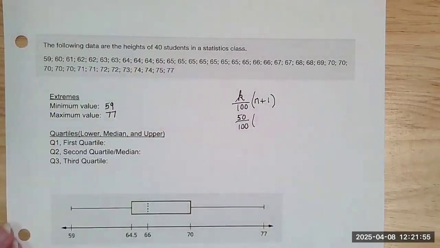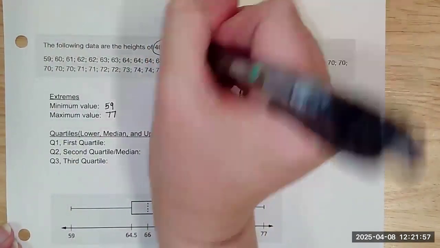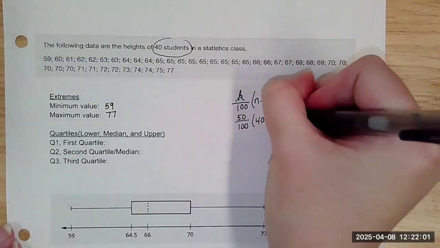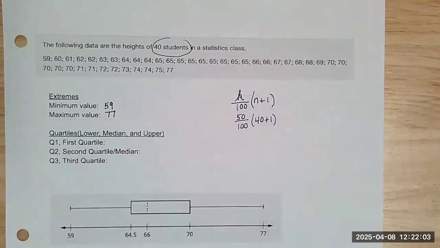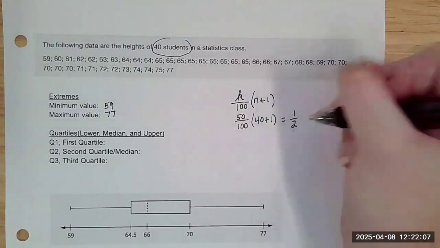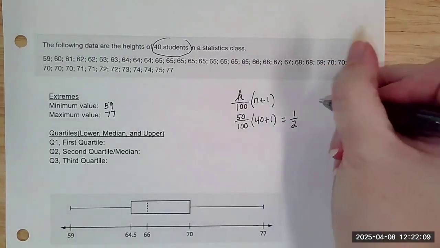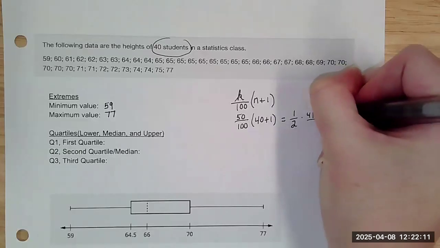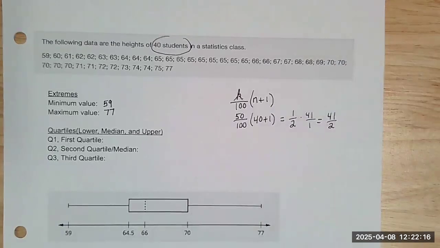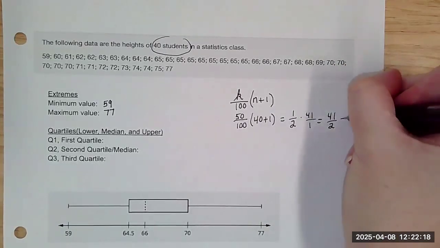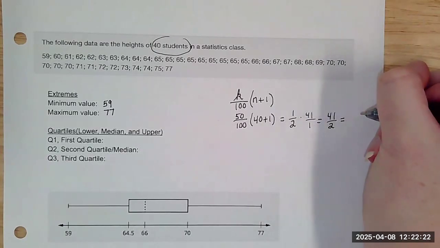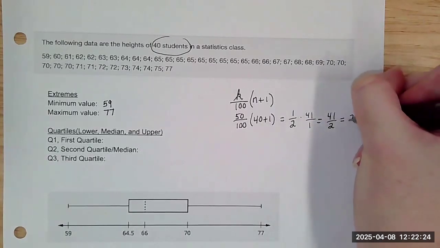N is referring to how many things we are talking about. We're talking about 40 students, so we're going to put 40 in there plus 1. Okay, and so if we do that, 50 over 100 is the same thing as 1/2, and 40 plus 1 is 41, right? So this is saying what's 41 divided by 2? Can we do that one in our head? 20.5. Perfect.